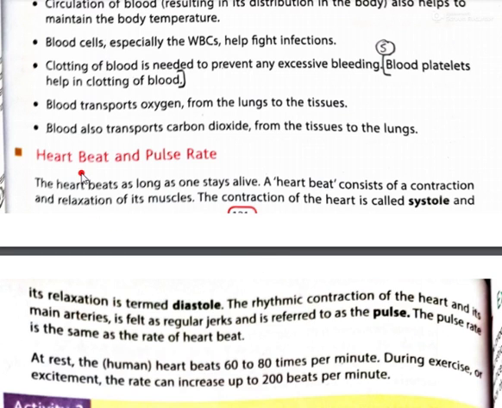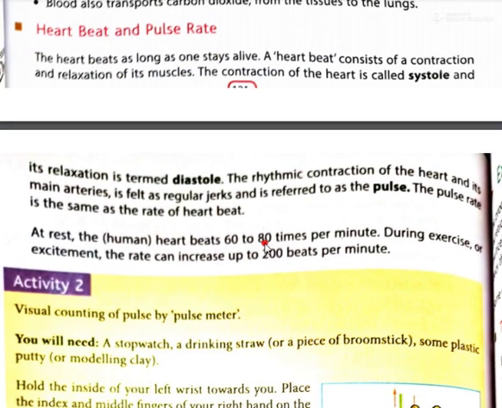So heartbeat regulates the pulse rate. If the heartbeat is more, pulse rate is more. If the heartbeat is low, pulse rate is low. So we can say the pulse rate is the same as the rate of heartbeat. Normally it is 60 to 80 times per minute when our body is in a relaxed position. But during exercise, it can be 200 beats.